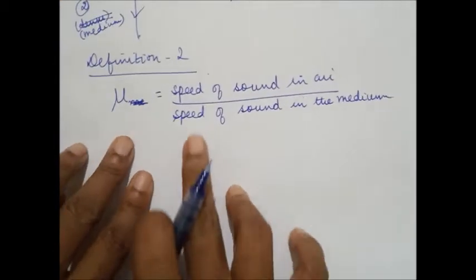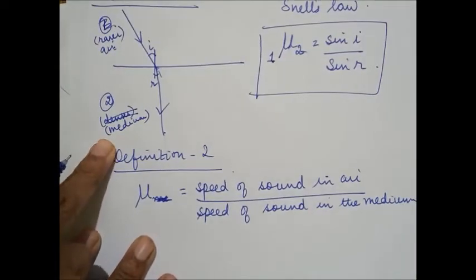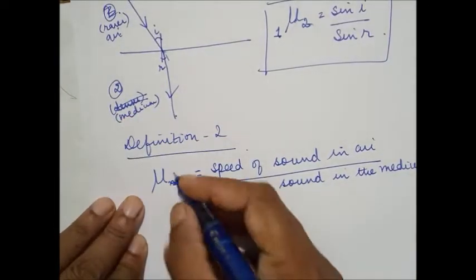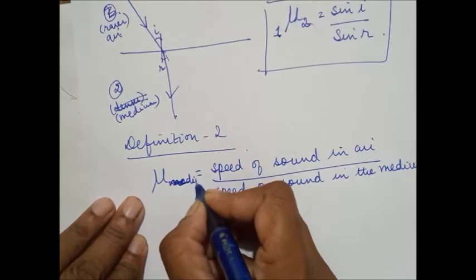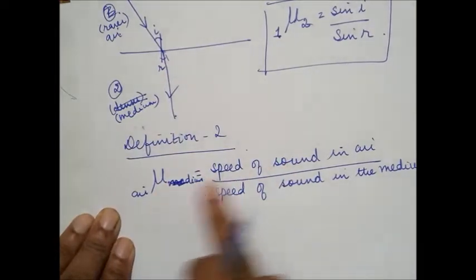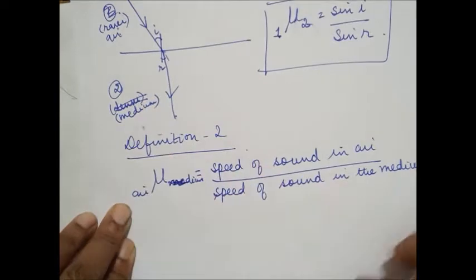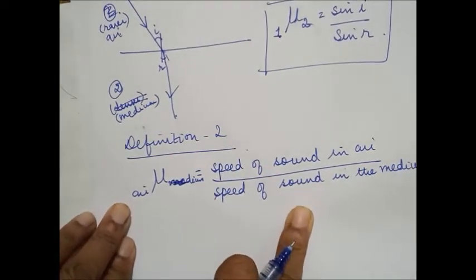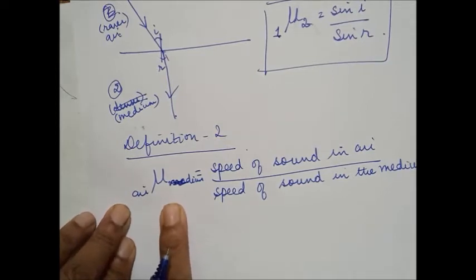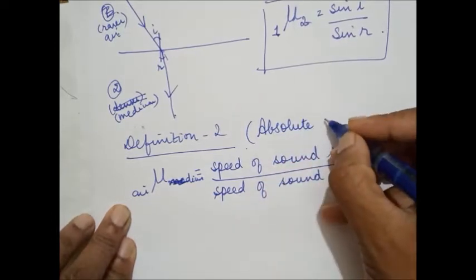Okay, children. So we are considering light traveling from air into another denser medium, and in this case, the refractive index we get will be the refractive index of the medium with respect to air. Refractive index of the medium with respect to air is the speed of light in air, which will be in the numerator, upon the speed of light in the medium, which comes in the denominator.